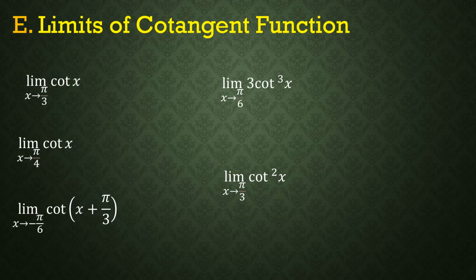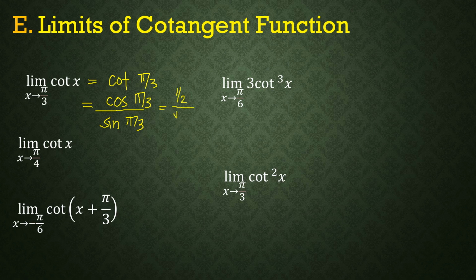So we begin by finding the limit of cotangent x as x approaches pi over 3, and that is equal to cotangent pi over 3. By the reciprocal identity or ratio identity, that is cosine pi over 3 over sine pi over 3. Cosine pi over 3 is 1/2, and sine pi over 3 is square root of 3 over 2. So this will be 1 over square root of 3. Then when you rationalize, times square root of 3 over square root of 3, our answer will be square root of 3 over 3.